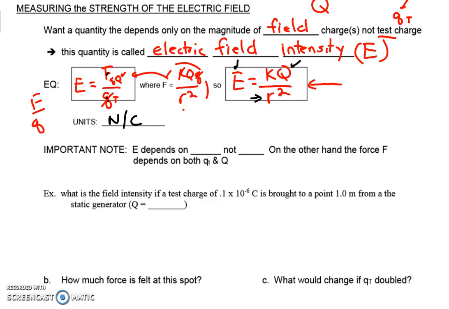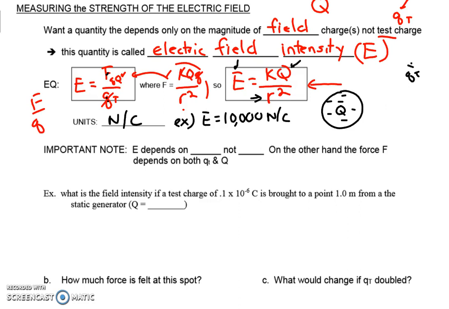Okay, so for example, if we were to have a field where E was 10,000, usually they are a large number, newtons per coulomb. What that's basically saying is, let's say we draw the source of the charge, let's say it's negative, and that's big Q. What we're saying is, for every little coulomb of charge q that we bring, it's going to feel 10,000 newtons of force at that spot.